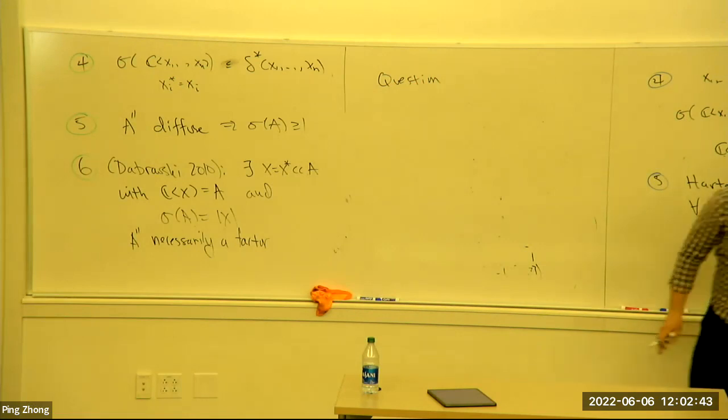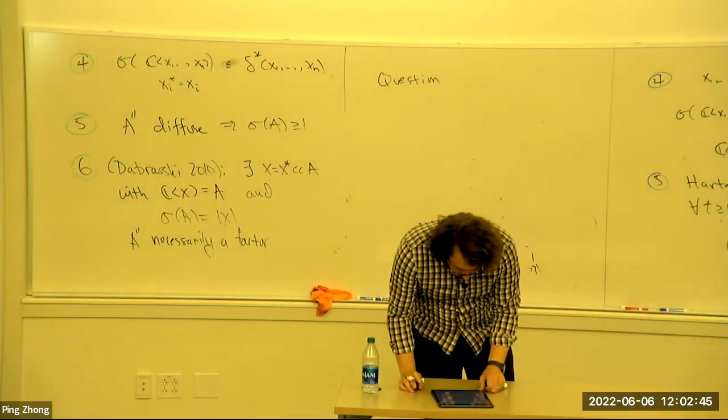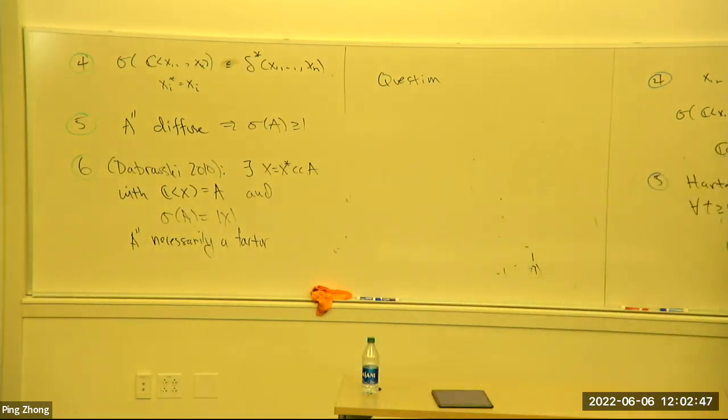Here, I might have gotten my terms mixed up. Ah, yes, you're right. Sorry. This should be A and this should be B. Trace of A is pairs.